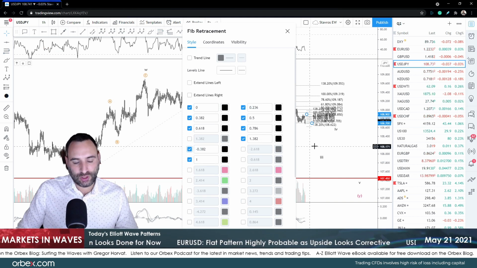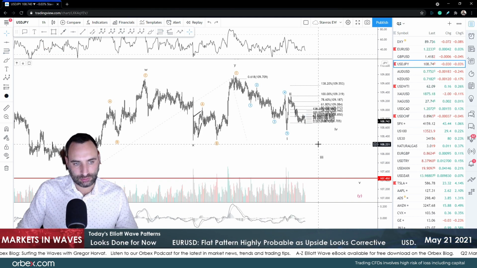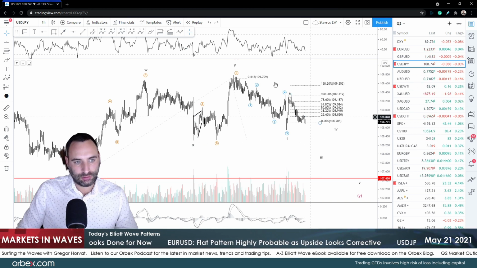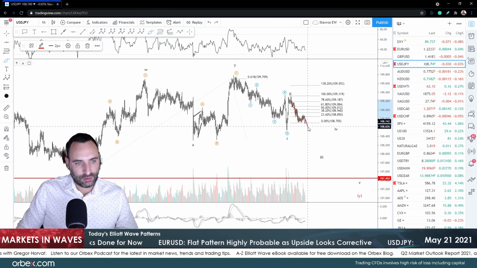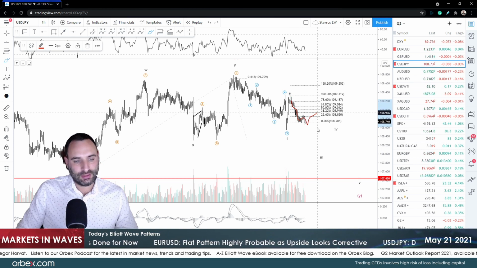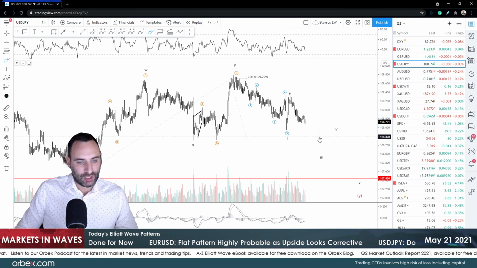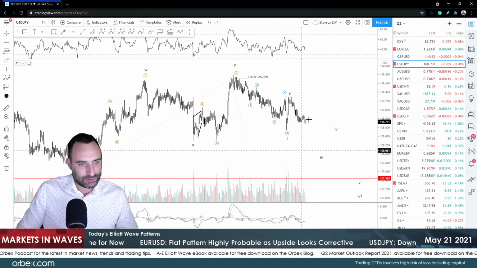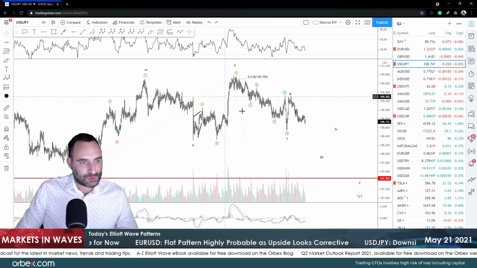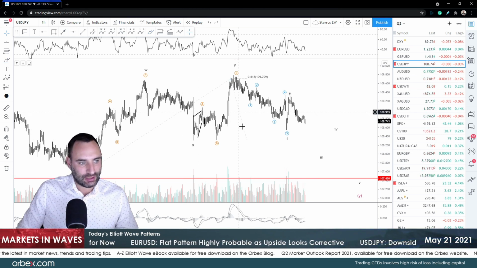Yeah, if we can go down to 108.62, okay, still, and then move up, because that would be 1, 2, 3, 4, yeah, and 5. Anyway, we're talking about minute moves here. Things are hard to even notice. So that would be on the dollar yen as well, guys.